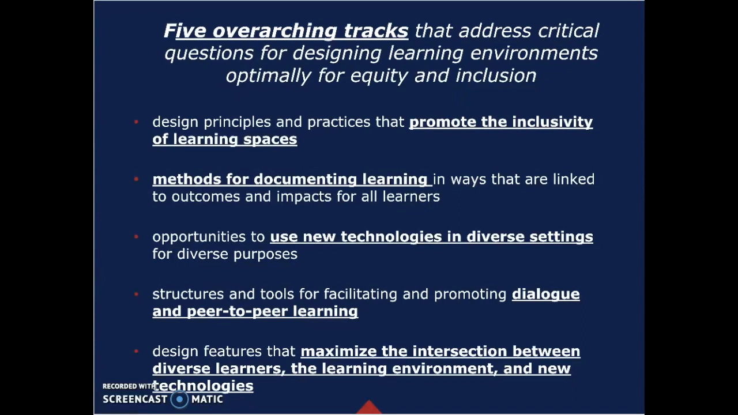The workshop will be organized by 5 overarching tracks that address critical questions for designing learning environments optimally for equity and inclusion. First, design principles and practices that promote the inclusivity of learning spaces. Methods for documenting learning in ways that are linked to outcomes and impacts for all learners. Opportunities to use new technologies in diverse settings for diverse purposes. Structures and tools for facilitating and promoting dialogue and peer-to-peer learning. And designing features that maximize the intersection between diverse learners, the learning environment, and new technologies.